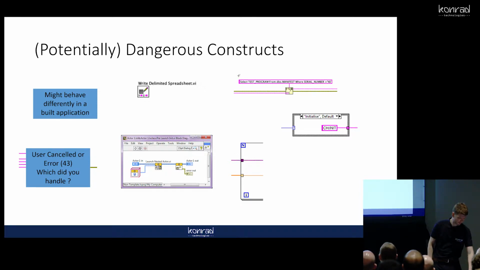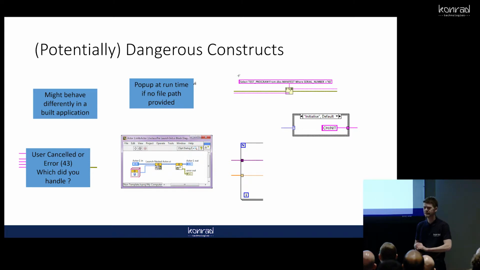That's good. So write delimited spreadsheet has the ability to provide a runtime pop-up if no path is provided. Who's ever written a piece of software that pops up a dialog, and that piece of code's inside a loop, and it's constantly popping up the dialog, and you have to go to Task Manager, Control-Alt-Delete, and kill the process? If I run that piece of code inside a loop and I don't provide a path, I'm going to get hit with that dialog box popping up. So it has the potential to be dangerous.